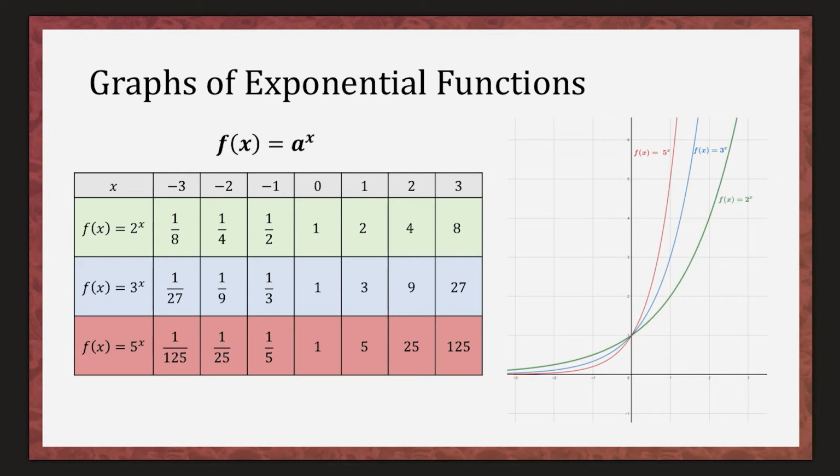Now 3 to the x, well, if we change our base and increase our base, then all of the exponents are going to be larger at the same value. So 3 to the third power, for example, is 27. That's much bigger than 8. Even 3 to the second power is 9, which is much bigger than 4. So you'll notice the blue line rises up much more rapidly.